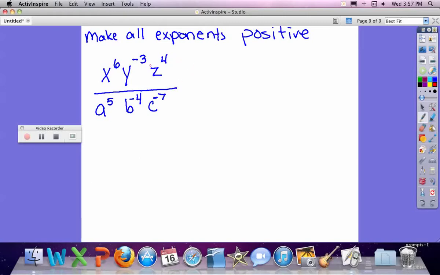y has a negative exponent right now, so I'm going to move it to the bottom to make it positive. z to the 4th is positive, so I'm going to leave it alone. a to the 5th is positive, so I'm going to leave it on the bottom because that's where it's at. b has a negative exponent right now, so I'm going to move it up to the top. And c has a negative exponent right now, so I'm going to move it up to the top as well. Now when I'm finished, I have all positive exponents left.